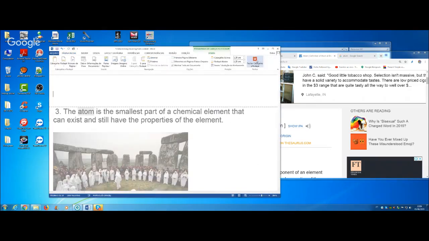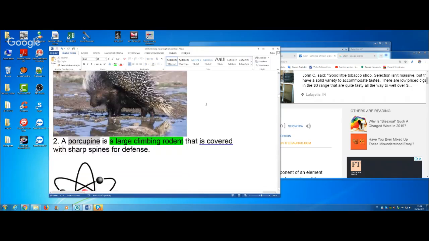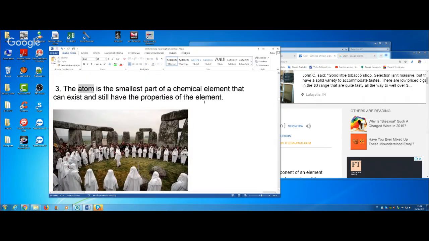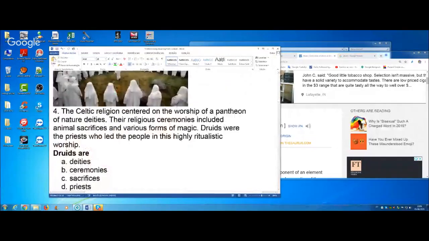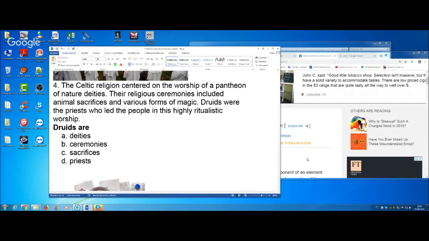The atom is the smallest part of a chemical element that can exist and still have the properties of the element. What is an atom? It is the smallest part of a chemical element. That's the definition right here. Number four is yours. Of course, it's harder.